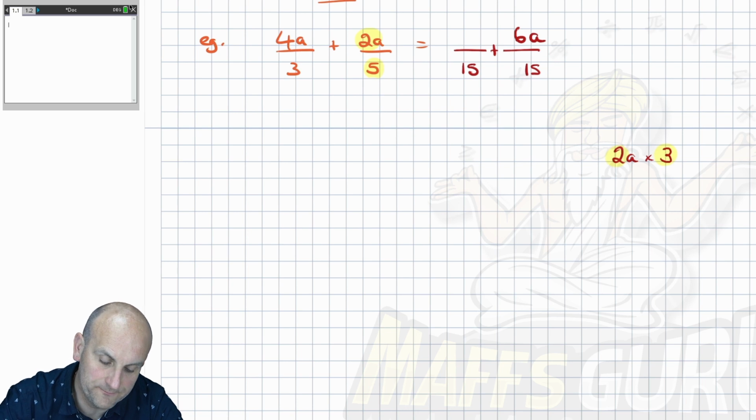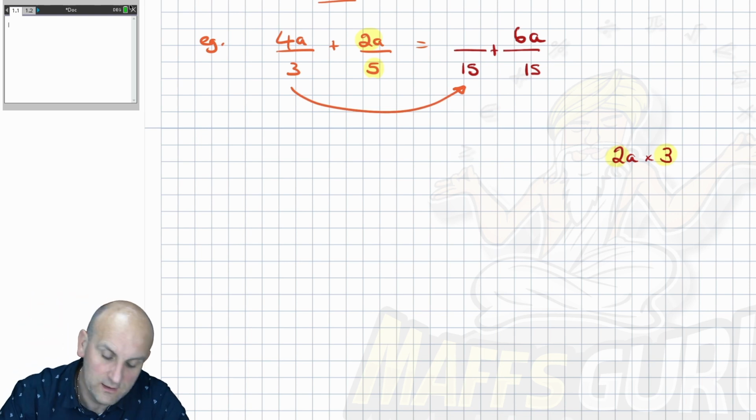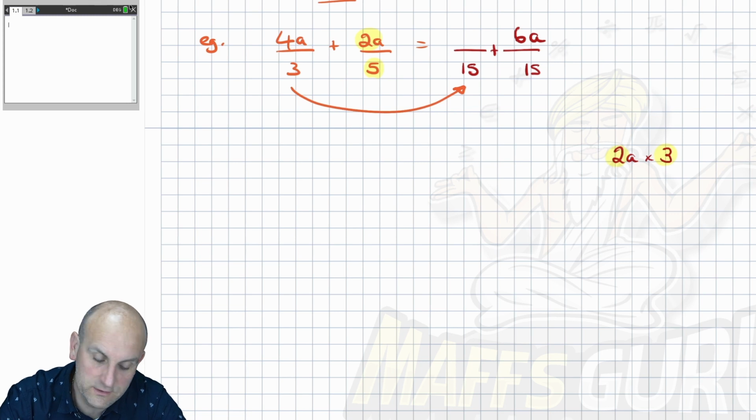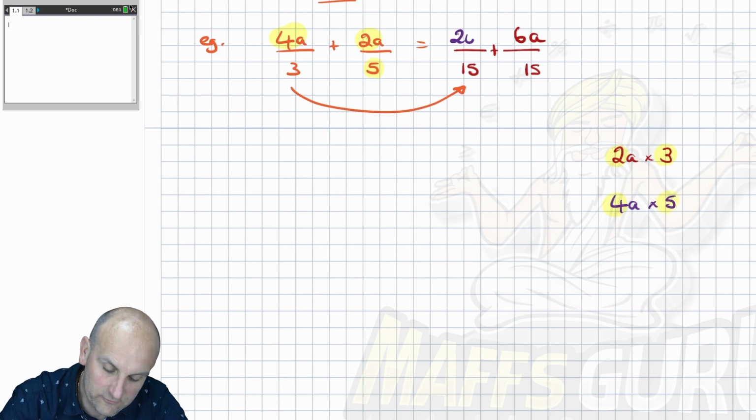What about the next one? So how have we turned 3 into 15? 3, 6, 9, 12, 15, it's times by 5. So we now have to multiply the top of this fraction by 5. So I now want to do 4a times 5. Well, again, we know that 4 times 5 is 20. So that's going to give me 20a.